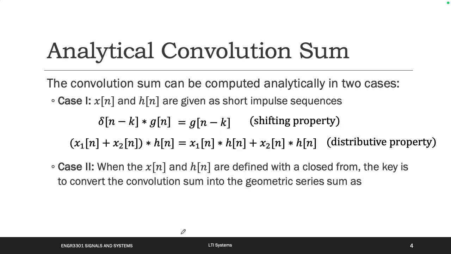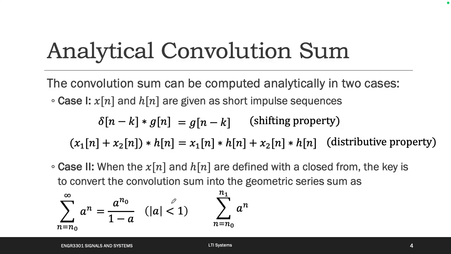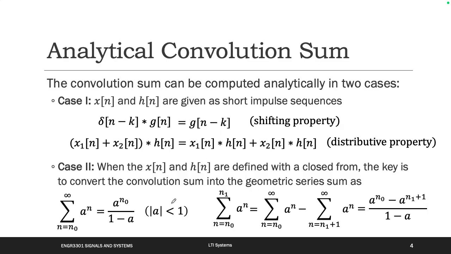For case 2, when x[n] and h[n] are defined in closed form, the key is to convert the convolution sum into a geometric series sum, like this. If your convolution sum can be converted to this form, then you can use this equation.